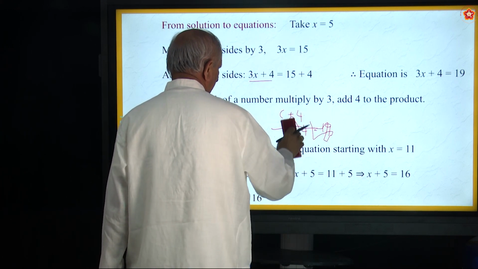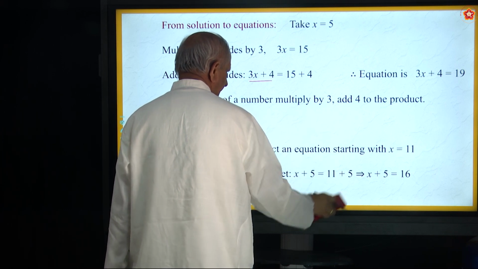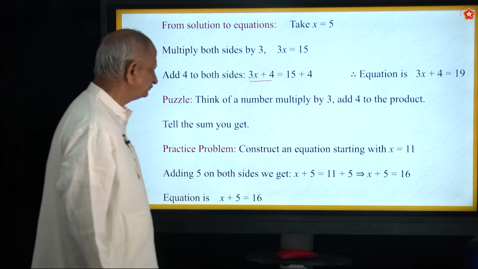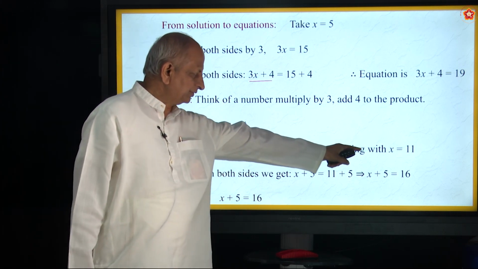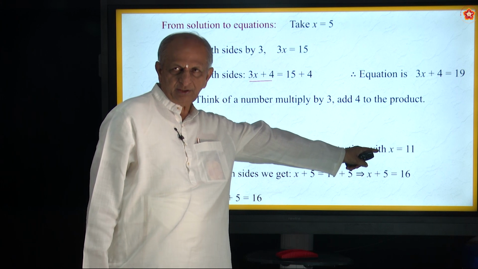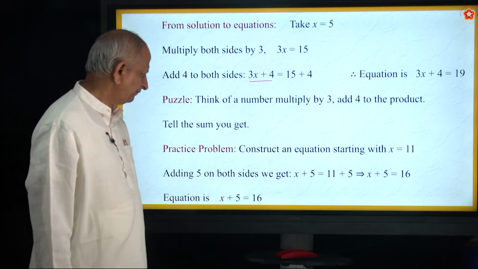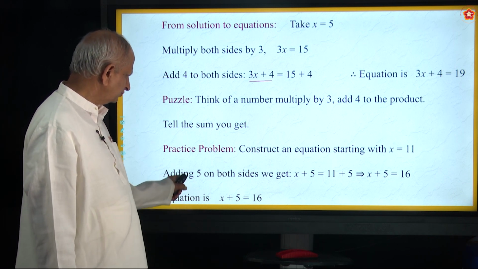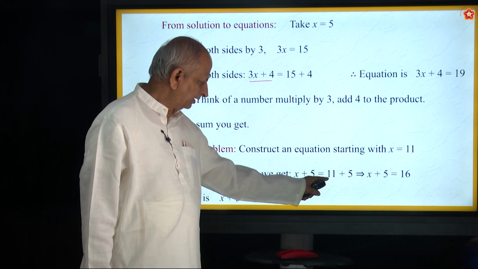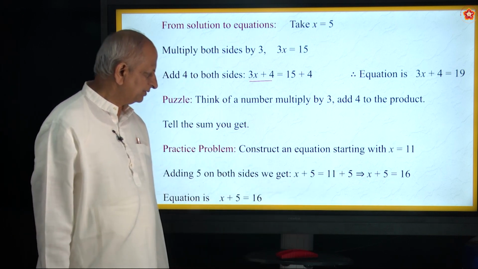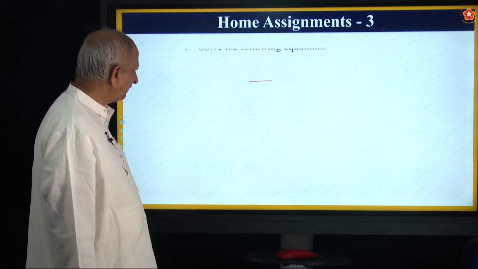Now, we will have one more problem. Here you just note, they are told to start with the equation given as x is equal to 11. Now, adding 5 on both sides, I am just repeating, 11 plus 5 becomes 16. Now, we will see some home assignment.